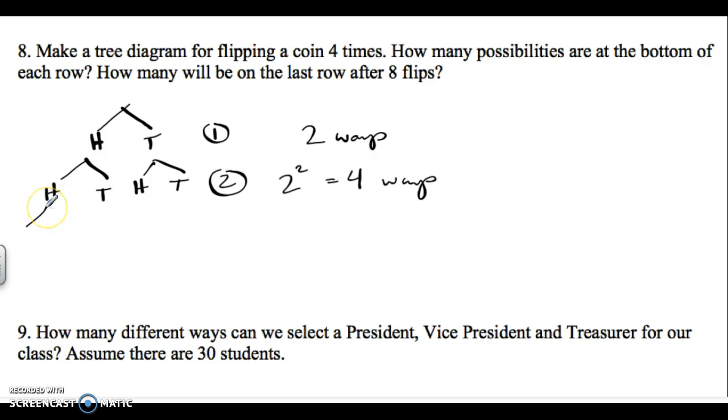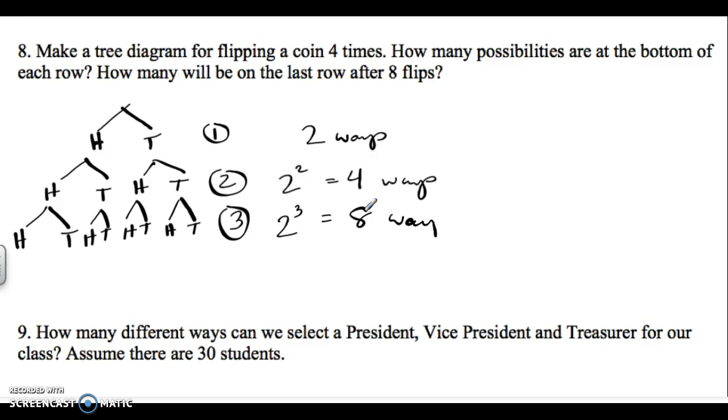If you flip it again a third time, heads, you can flip it again, you can get heads or tails. Here you can get heads or tails. Here you can get heads or tails. And here you can get heads or tails. So on flip 3, we have 1, 2, 3, 4, 5, 6, 7, 8 different ways. 8 is just 2 to the 3rd power. So we have 8 possibilities when we flip 3 times. You flip it a 4th time, and again you have heads, tails, and we just keep repeating that for each of the possibilities.